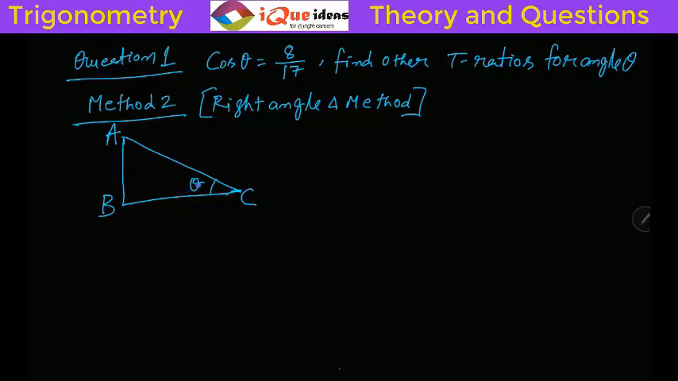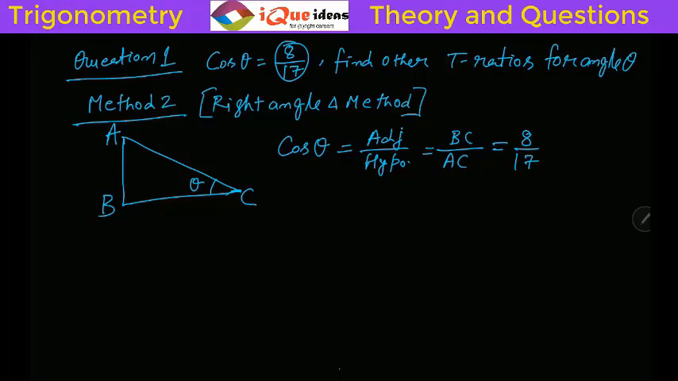Now in this triangle, for this angle theta, cos theta will be defined as the ratio of adjacent to hypotenuse. Adjacent side here is BC and hypotenuse is AC, and the value of cos theta is given as 8 by 17. So we say that BC upon AC is equal to 8 by 17. So very safely we can take the value of BC as 8 and AC as 17.